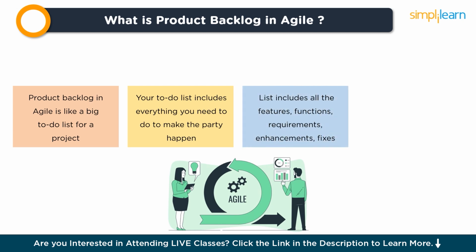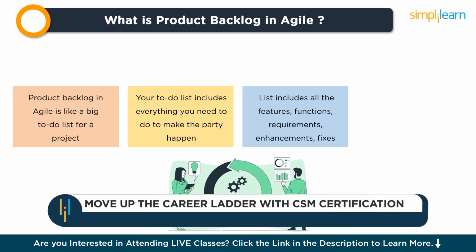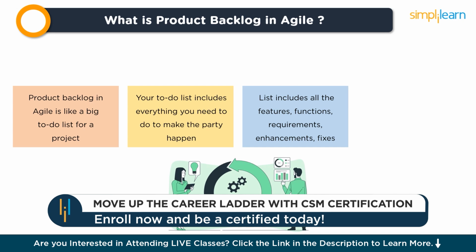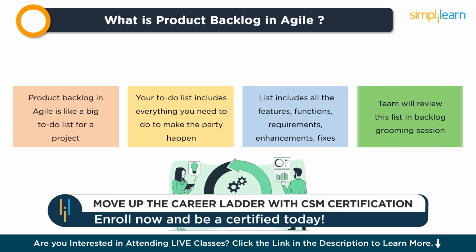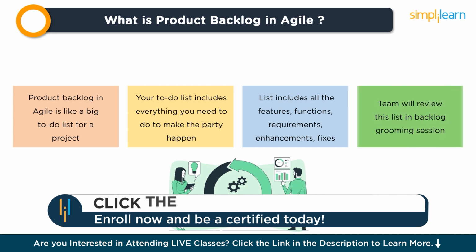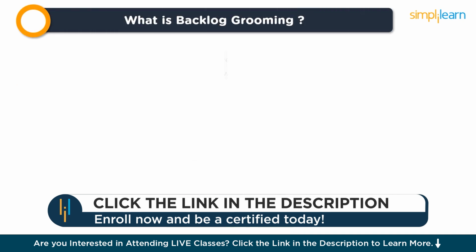In the context of a software project, this list includes all the features, functions, requirements, enhancements, and fixes that need to be addressed to make the final product meet the customer's needs. These items are typically listed in order of priority, with the most important or urgent items at the top of the list. The team working on the project will regularly review this list, often in a meeting called the Backlog Grooming session. But what is Backlog Grooming?